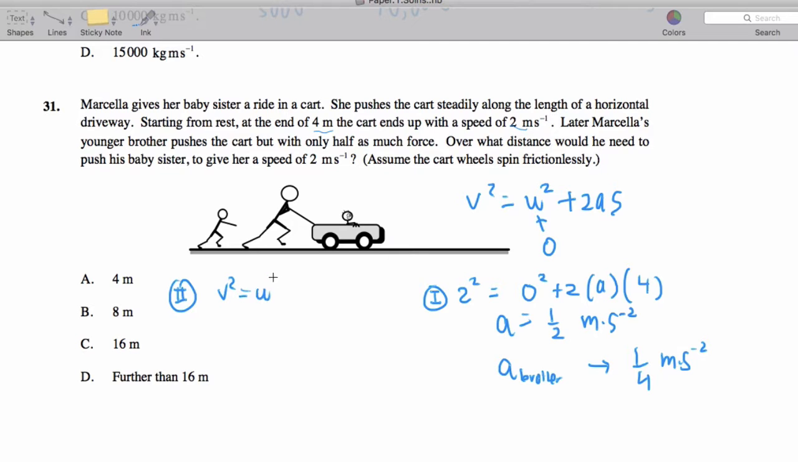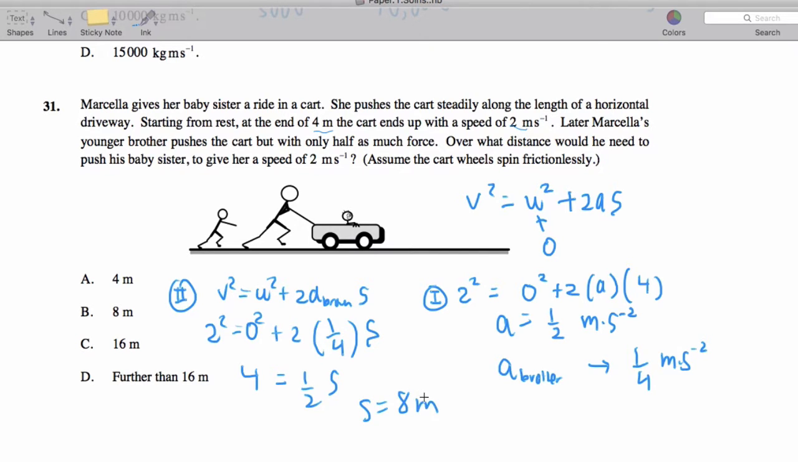V squared is u squared plus 2a of the brother times s. So 2 squared is 0 squared plus 2 times 1/4 times s, which is what we're going to solve for. So I've got 4 equals 1/2 times s. And I'm getting s is, in fact, 8 meters of distance. Awesome. So that's kind of how we compare things. Okay. So there's always a before and after with problems like this that we compare.